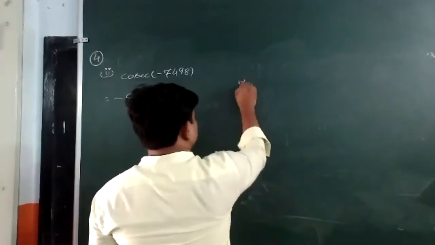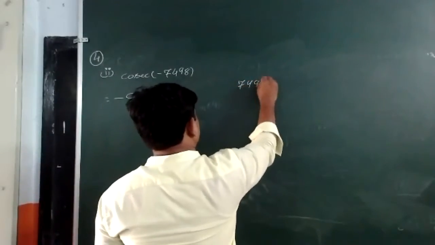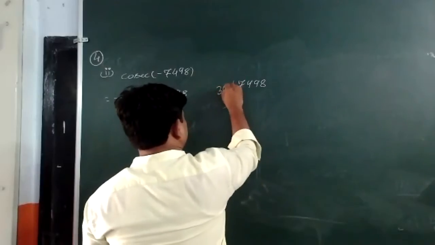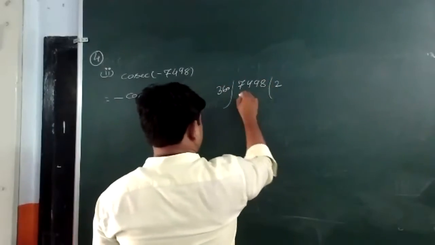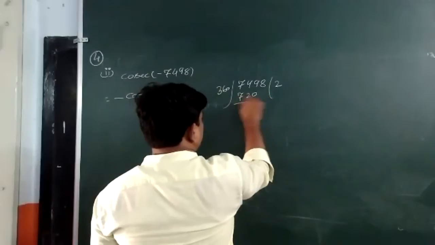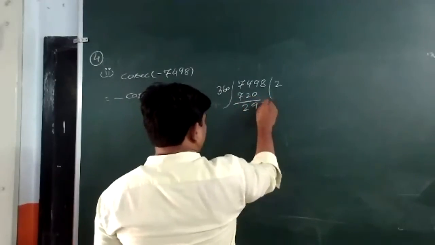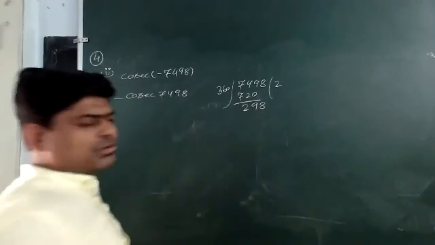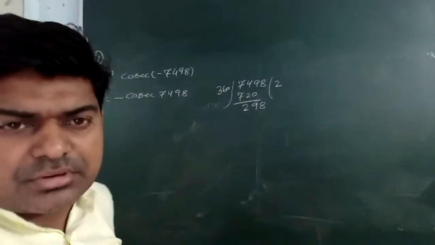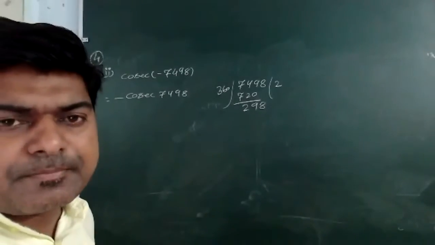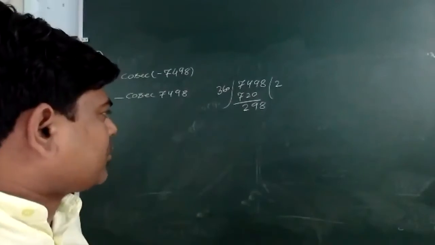It can be. Now, 7,498 can be divided by 360. It will go 2 times, 720 will come. It is 9, it is 2, and 98. 298 is there. Anyone have any problem? Anyone have any problem?